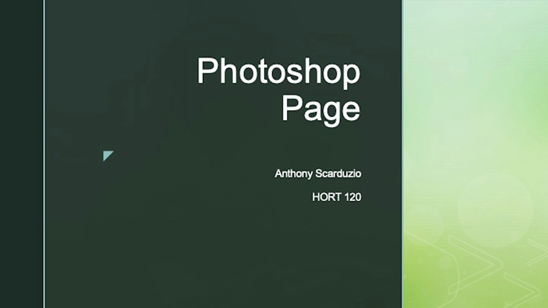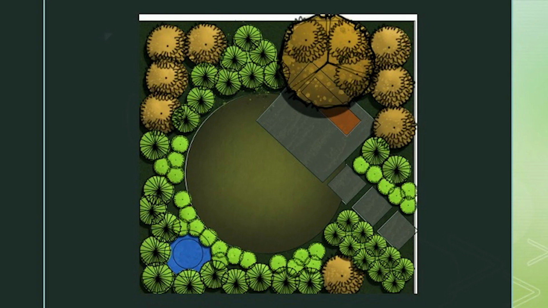My name is Anthony Scarduzio, and I'll be going over the overview of the project we made through Photoshop. A quick overview of this project would be using our CAD files and inserting them one by one, which was 5 CAD files: the shrubs, large shrubs, small shrubs, lawn, mulch, and patio, also tree.